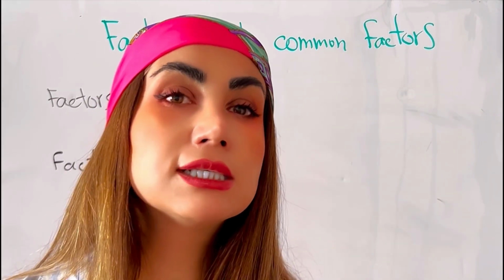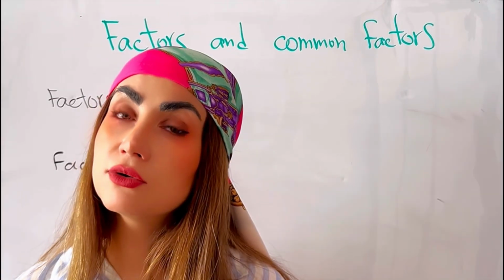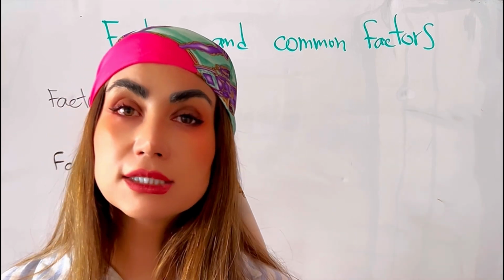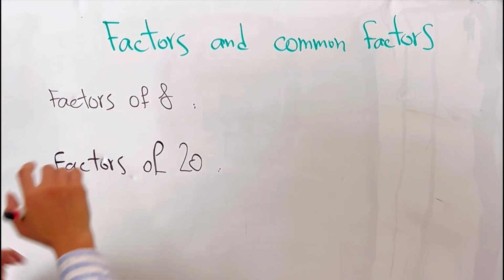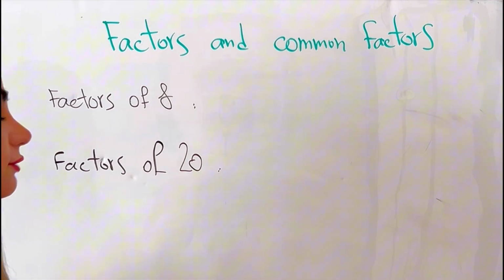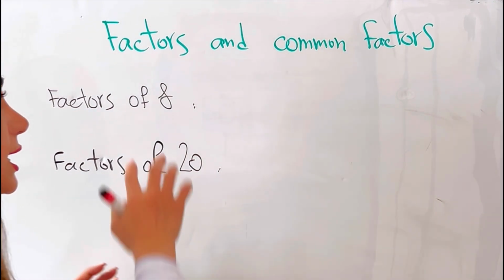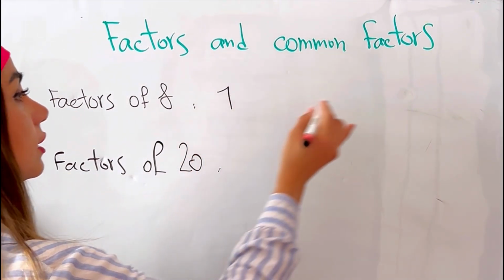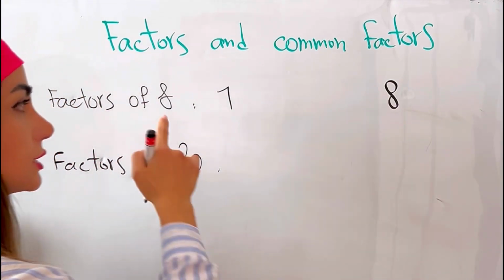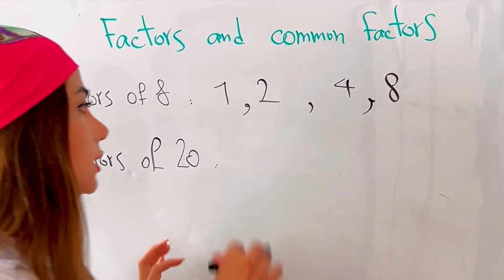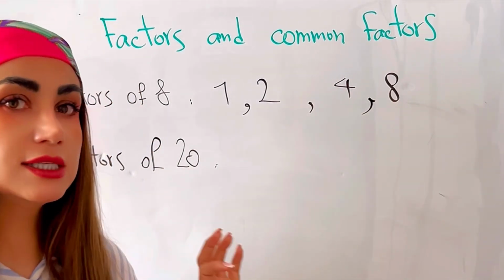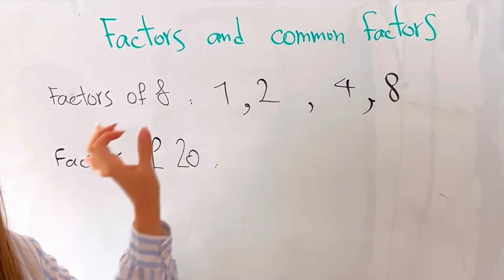A factor is a number that divides another number exactly. Let's find the factors of 8 and 20. When we find the factors of 8, we start with the products that give 8. 1, 8. 1 times 8 gives 8. 2, 4. Now we reach the middle and we have listed all factors of 8.